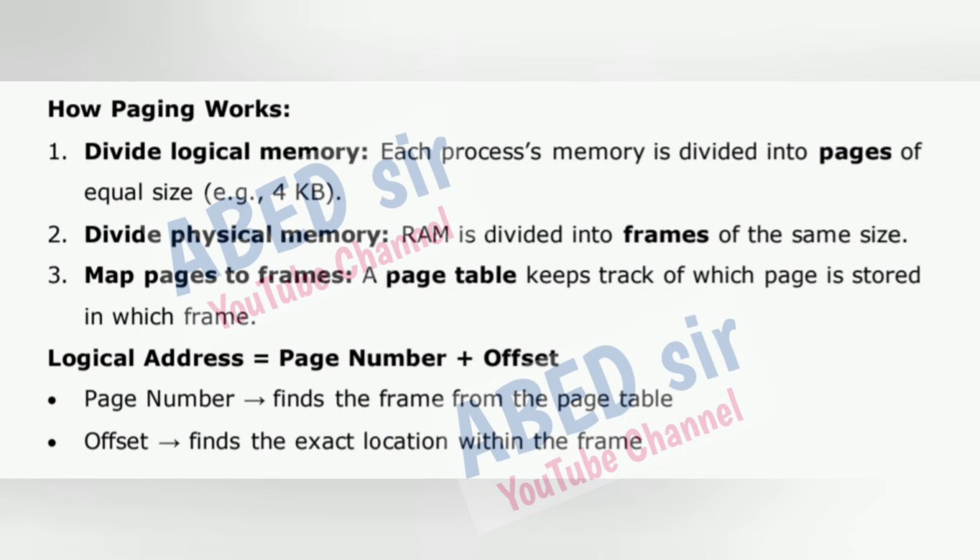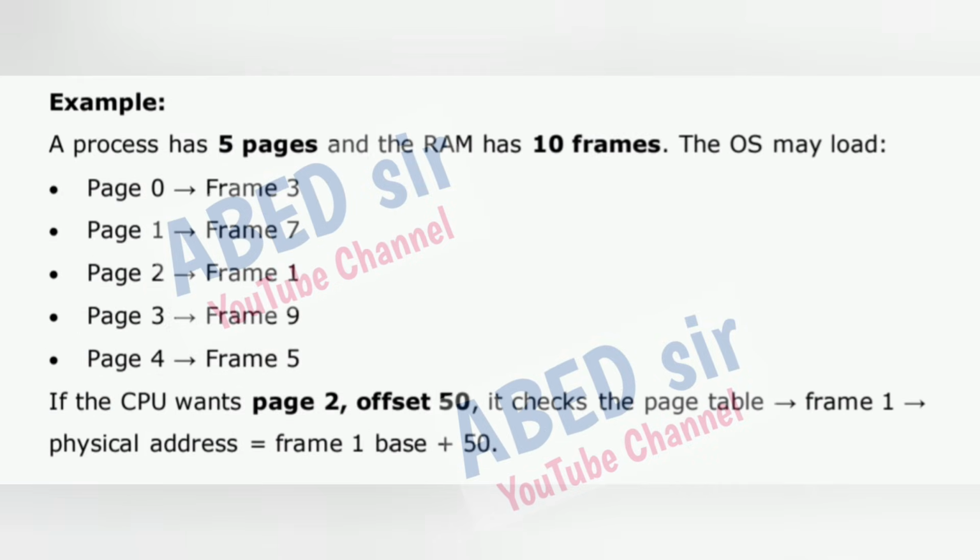Logical address is equal to page number plus offset. Page number finds the frame from the page table. Offset finds the exact location within the frame. Example. A process has 5 pages and the RAM has 10 frames. The OS may load page 0 in frame 3, page 1 in frame 7, page 2 in frame 1, page 3 in frame 9, page 4 in frame 5.